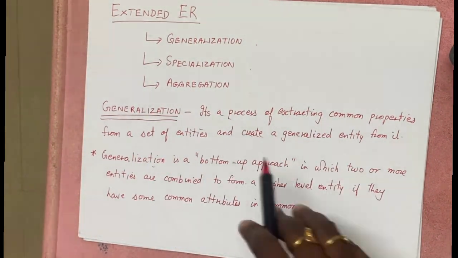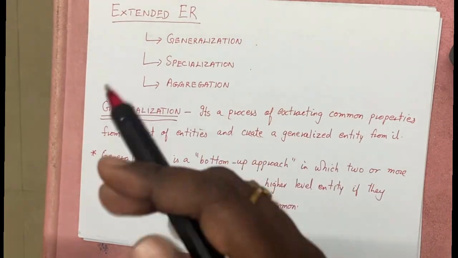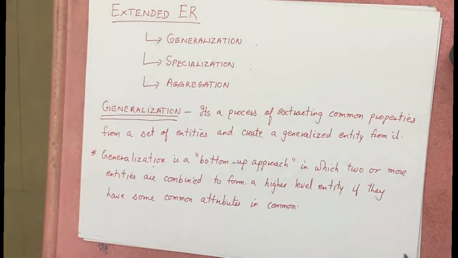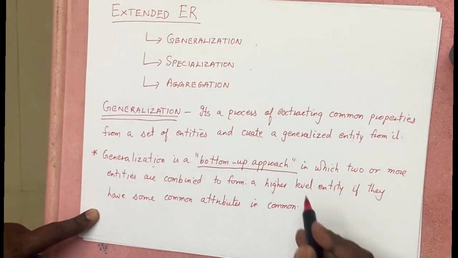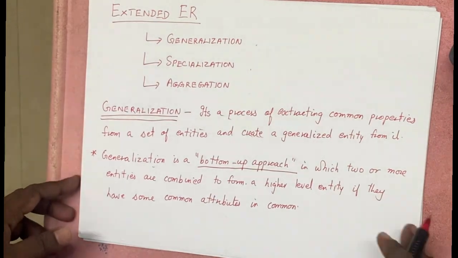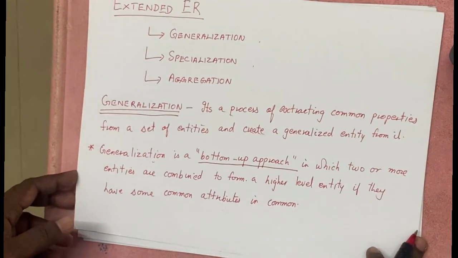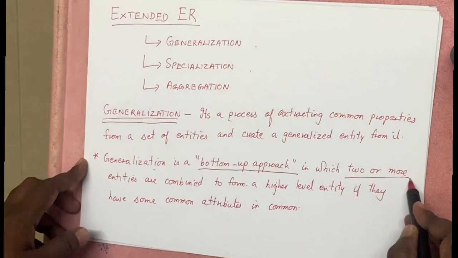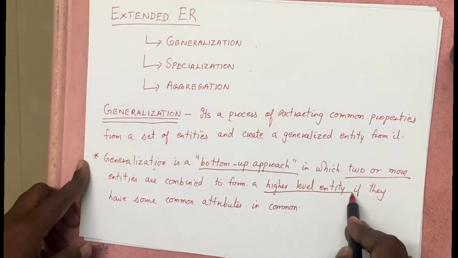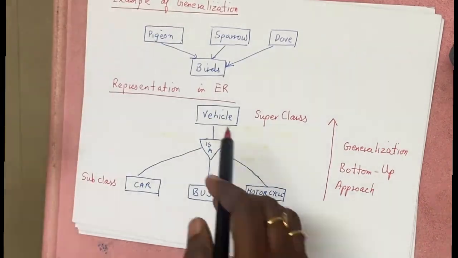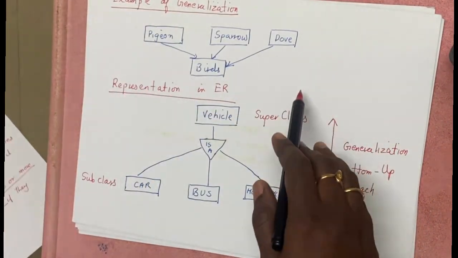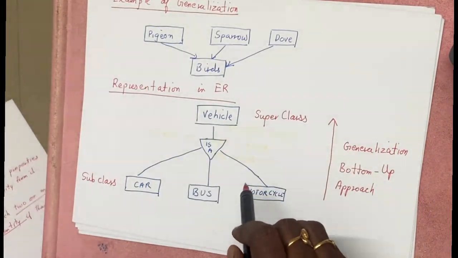Generalization is a process where you're extracting common properties from a set of entities and creating generalized entities for it. We call generalization a bottom-up approach, in which two or more entities are combined to form a higher-level entity. When you see an example, you will understand. Here, this is the simplest way to represent generalization.